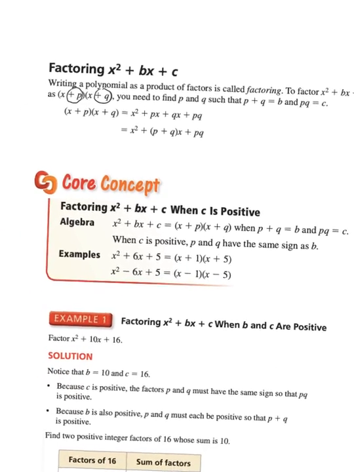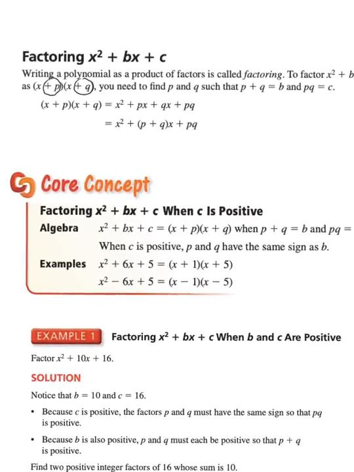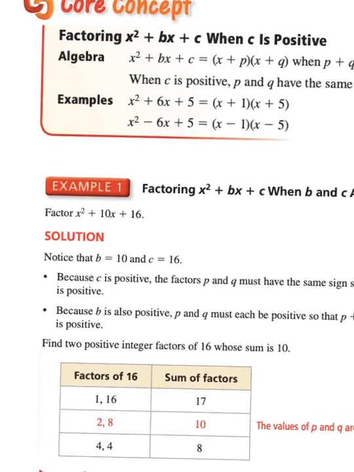A couple other things that they're going to use for terminology, just so you have them: the number before the X term, they're going to call B. So B is the number that they add up to, and C is the number that we multiply to get. So maybe when we do a couple more, it's going to make a little bit more sense. I don't want to spend too much time with this core concept because the way they write it can sound more confusing than it actually is. So let's go ahead and go to the first example.